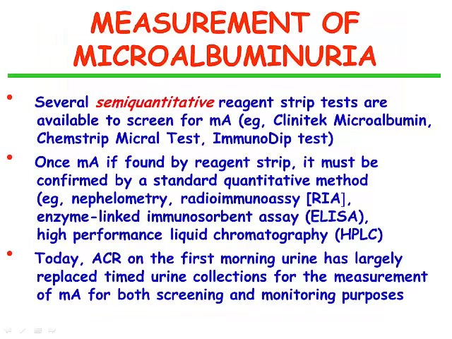How can microalbuminuria be identified and measured? There are several semi-quantitative reagent strip tests which can be used. But once it has been identified by one of these methods, microalbuminuria must be confirmed by quantitative methods, such as nephelometry, radioimmunoassay, ELISA methods, and HPLC methods.